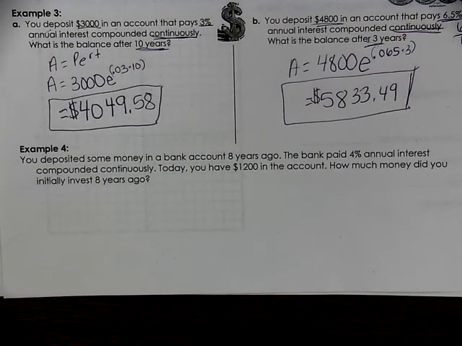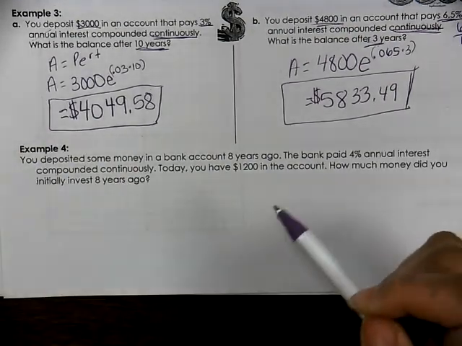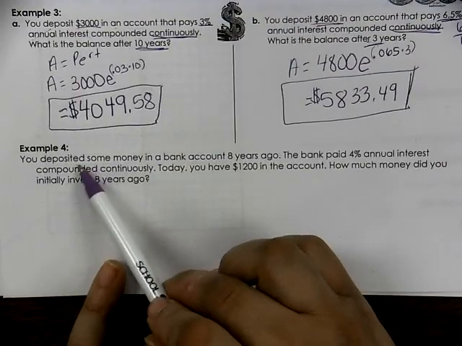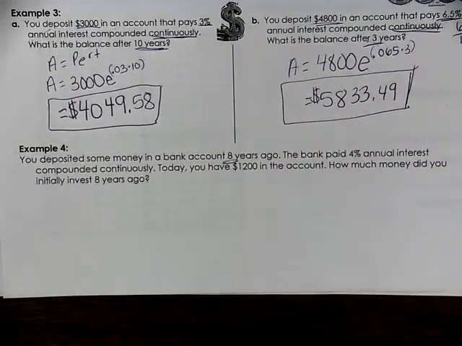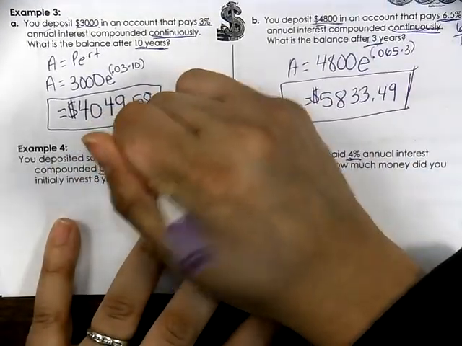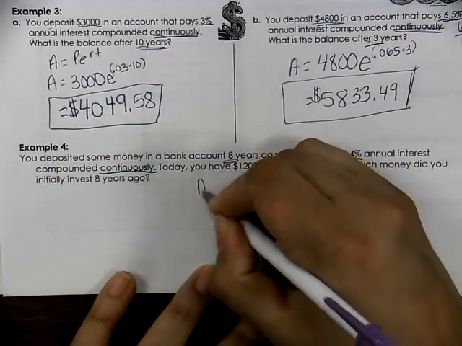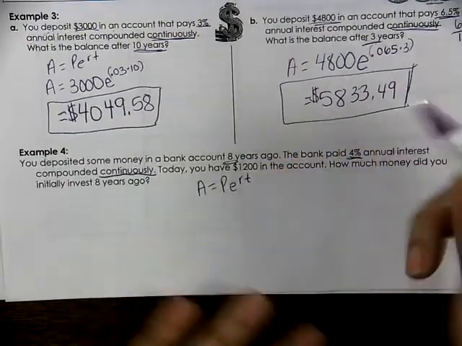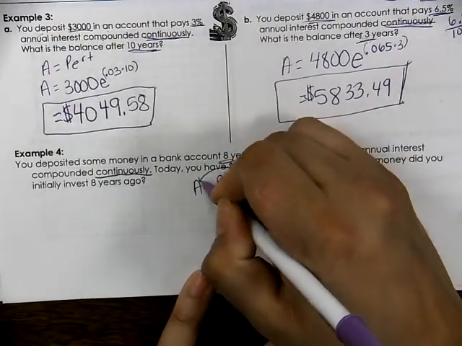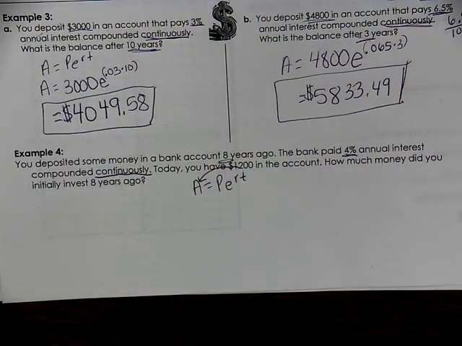Now they can get a little bit trickier than this. The last two models we did the same thing, where what if we don't know how much we started off with, and instead you know how much you end up with. Because it says you deposited some money into an account 8 years ago, but we don't know how much. The bank paid 4% annual interest compounded continuously, so again, you know you're using this formula. But now it says you have $1,200 in the account today. So $1,200 is really my A value, not my P value. And it says how much money did you initially invest 8 years ago.